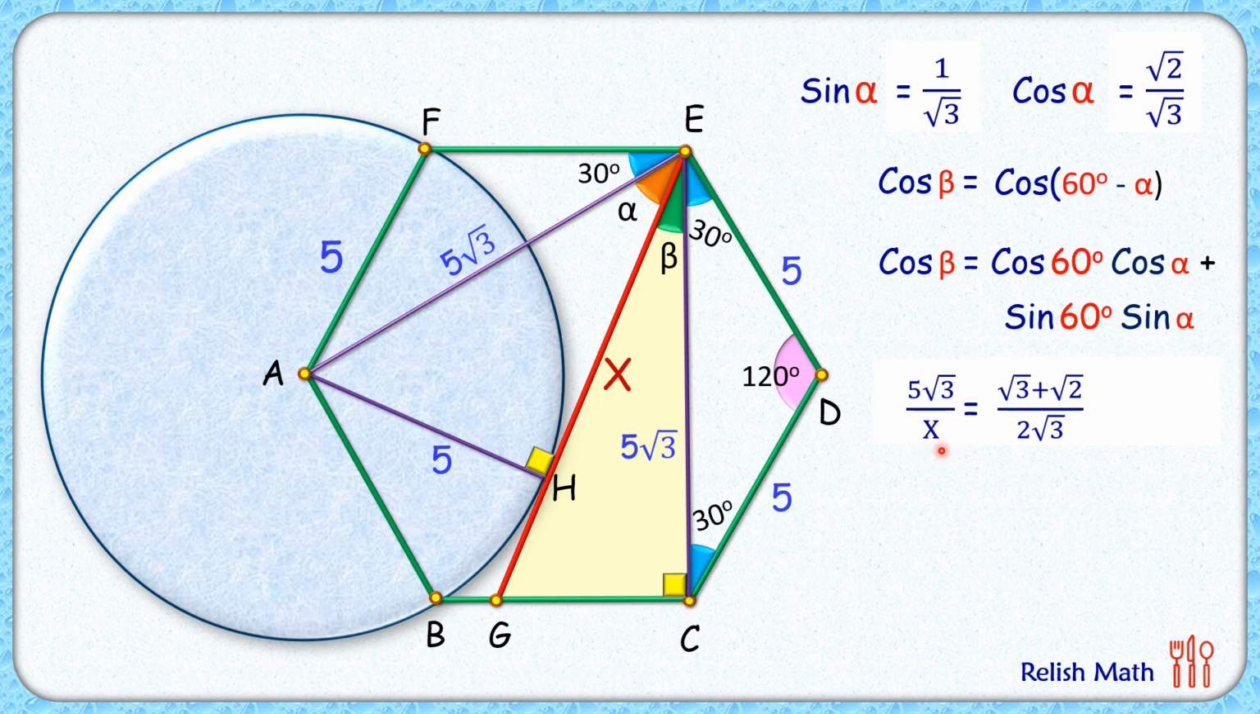Now finding x by cross multiplication, we get x is 10 upon root 3 plus root 2, that is 30 upon root 3 plus root 2. Now rationalizing the denominator by multiplying numerator and denominator by root 3 minus root 2 and simplifying it, we get x as 30 times root 3 minus root 2. Putting the values here, we get the value of x as 9.54 centimeter, and that's our answer.